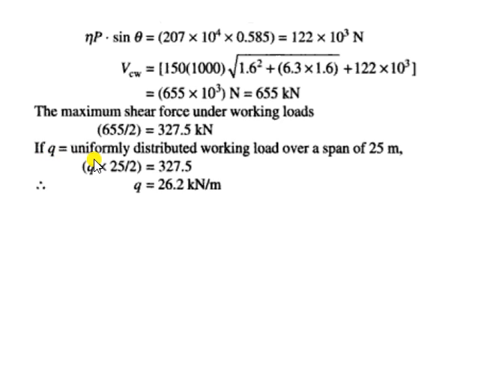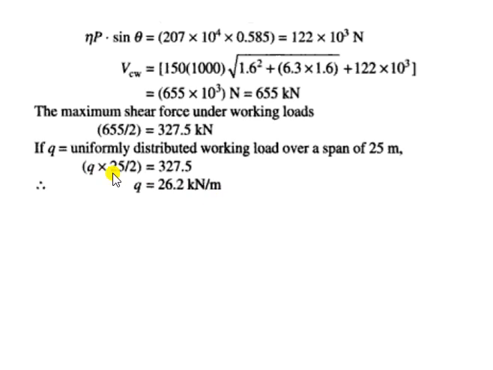If Q is the uniformly distributed working load over a span of 25 meters, and we know the shear force at a support is 327.5 kilonewton, then we can calculate the UDL that can be permitted on a beam, that is Q into 25 by 2, which is equal to 327.5. Therefore, Q is equal to 26.2 kilonewton per meter.